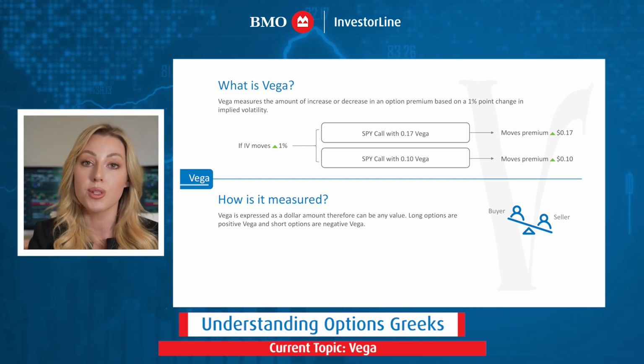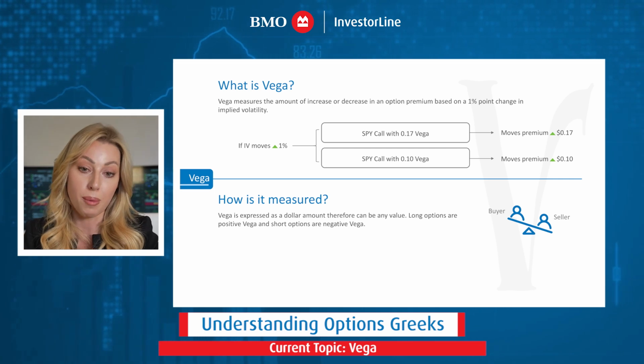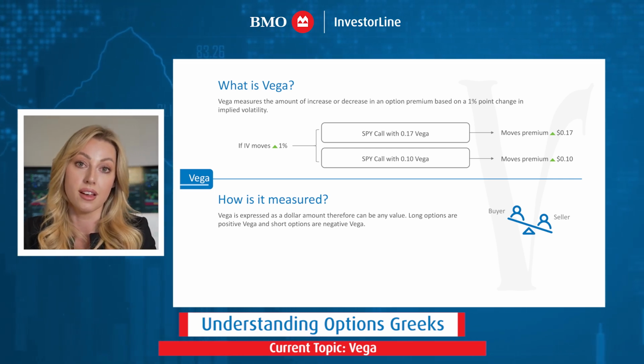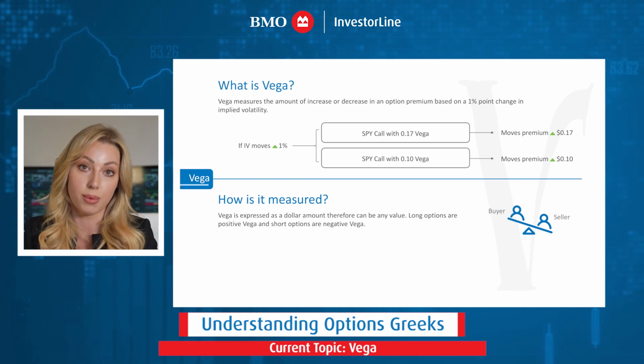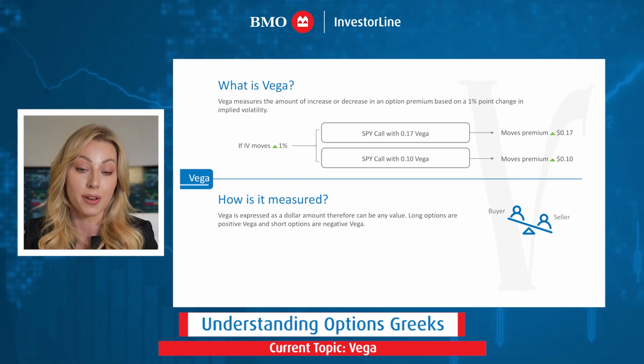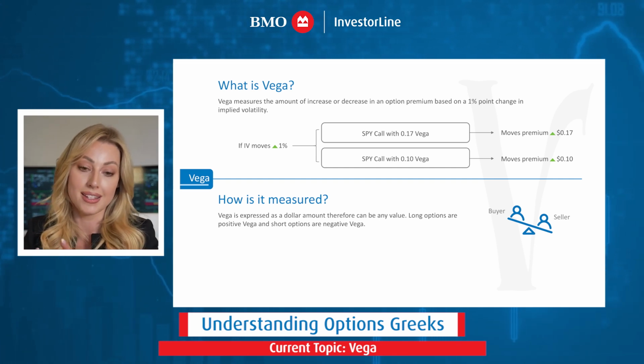So in terms of seeing this on an options chain, if implied volatility were to move up by a percentage point, then an SPY call with a 0.17 Vega will increase by 17 cents. So again, dollars here. This one could be any value. And an SPY call with a 0.10 Vega will increase by 10 cents.